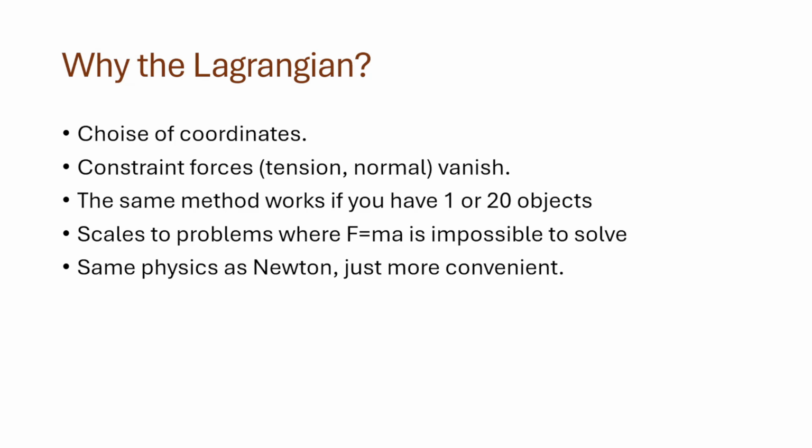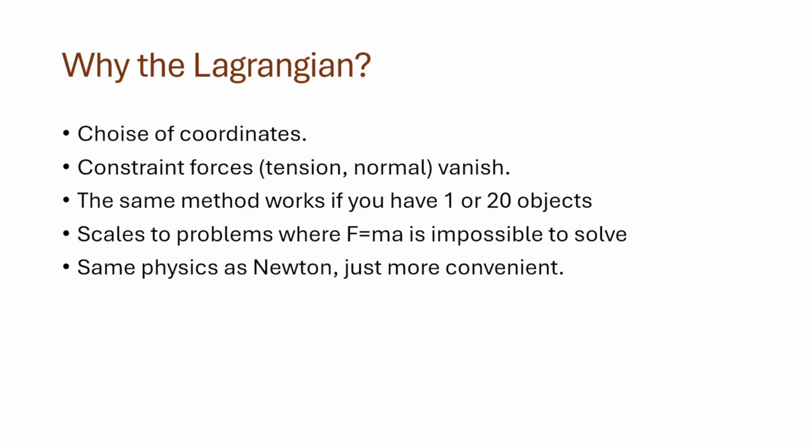So why do we need the Lagrangian? The Lagrangian is important because it has the freedom to choose coordinates, which can simplify physics problems. It also eliminates constraint forces and makes the mathematics easier, so tension and normal force completely disappear. The same method is going to work if you have 1 or 20 objects, or 1,000 objects, or 2 billion objects. It doesn't matter. And it scales a lot better than F equals ma.